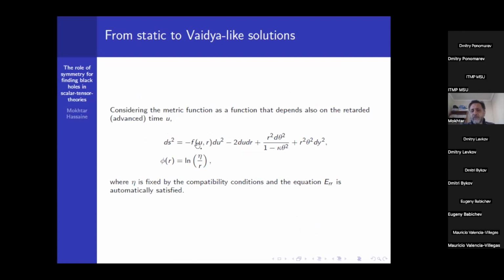You can allow the metric function to depend on the retarded time or the advanced time. You can have a plus also. I will allow the metric function to depend as well on the advanced time or retarded time. Eta is the same as it was before, fixed by the compatibility condition that ensures that one of the equations is satisfied.